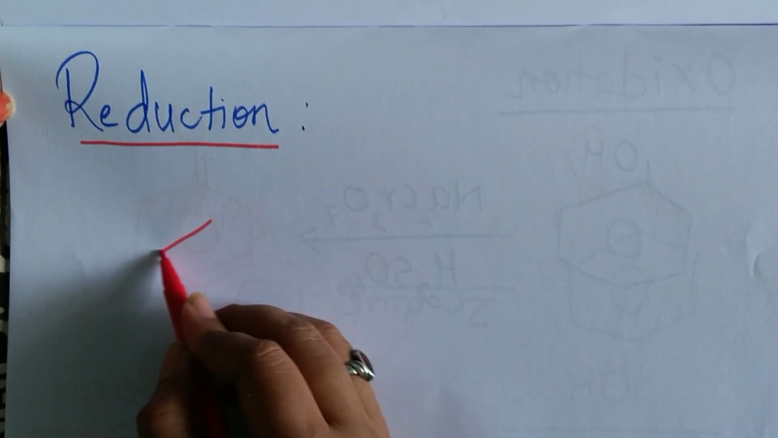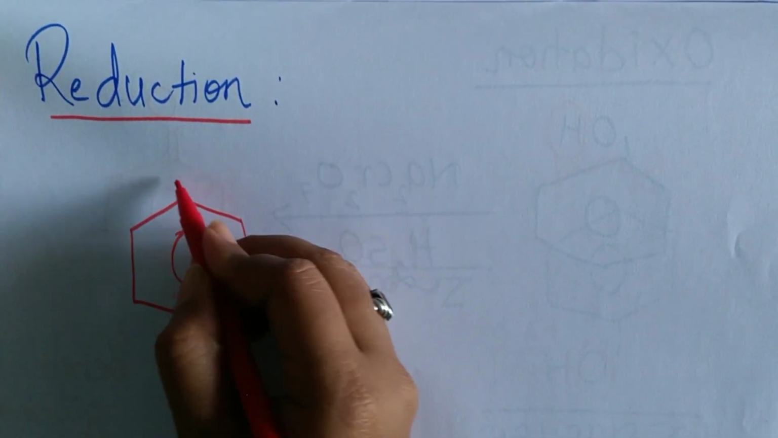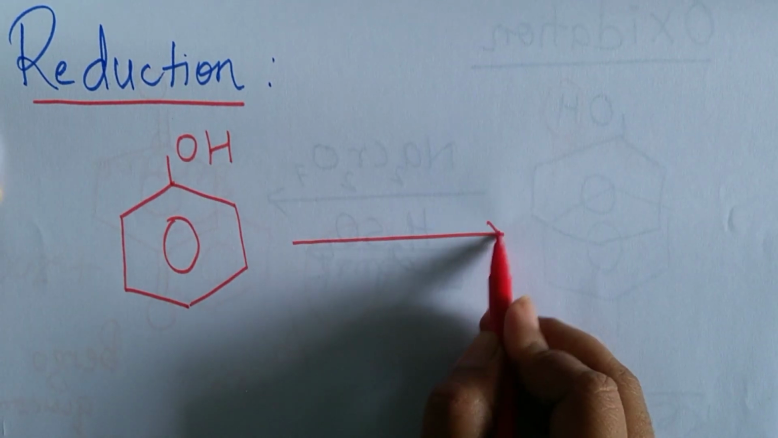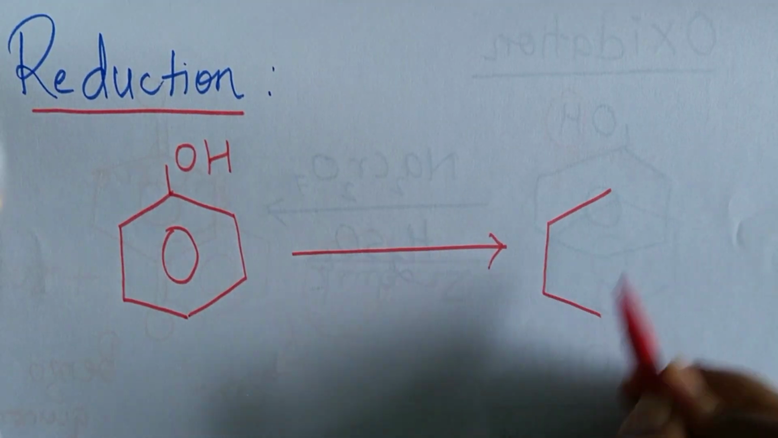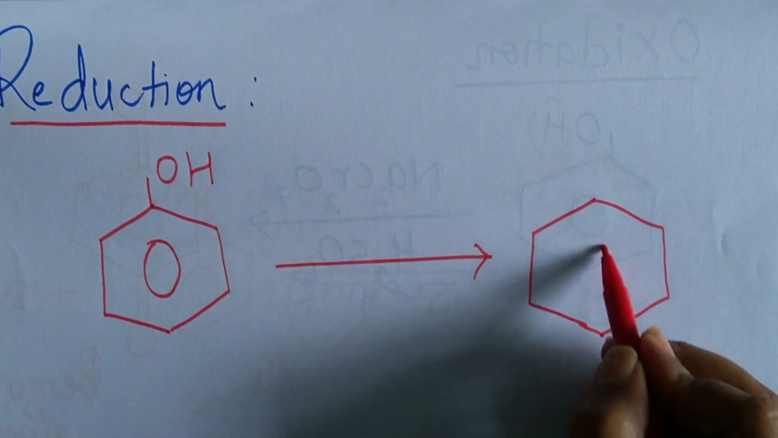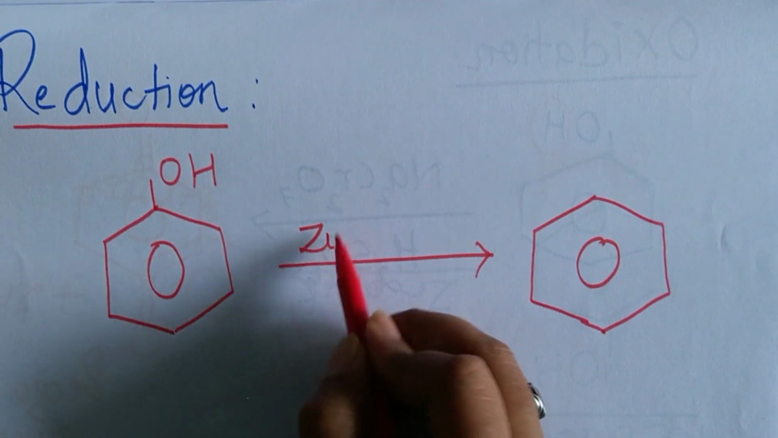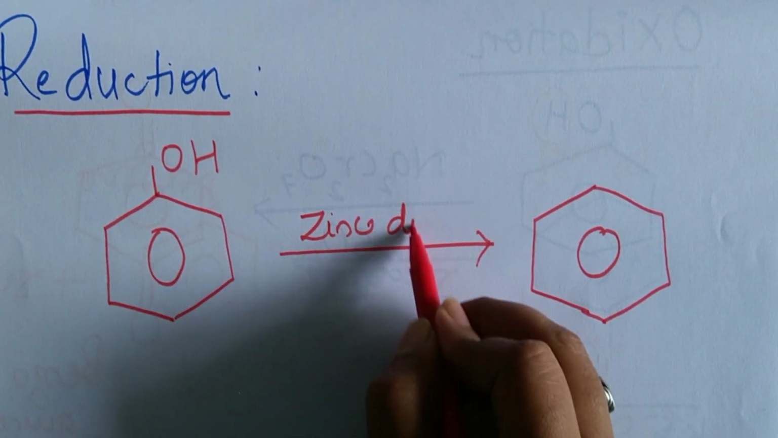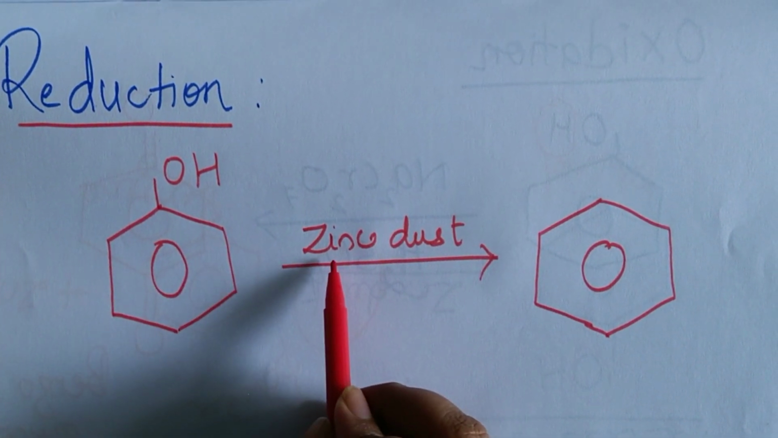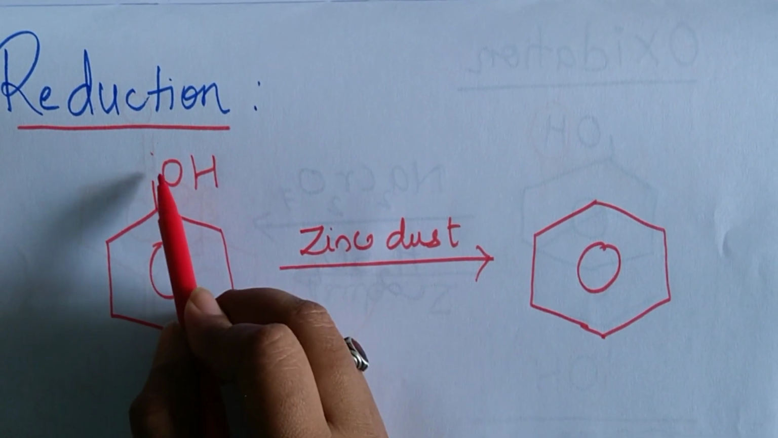Reduction. Reduction of phenols gives us benzene. So what is reduction? Addition of hydrogen, nascent hydrogen, or removal of oxygen is called reduction. So how do I reduce phenol? By using zinc dust, which acts as a reducing agent. I already said what a reducing agent is: something which adds hydrogen or removes oxygen.